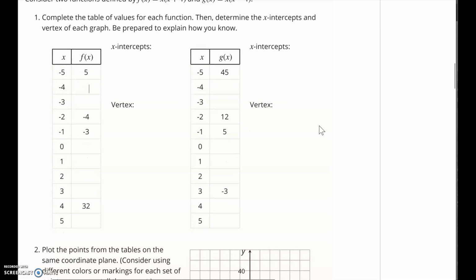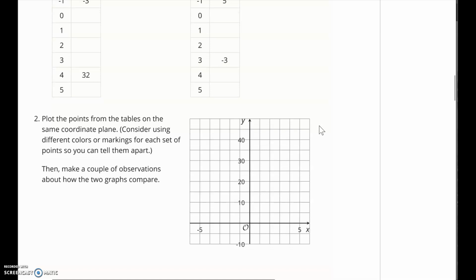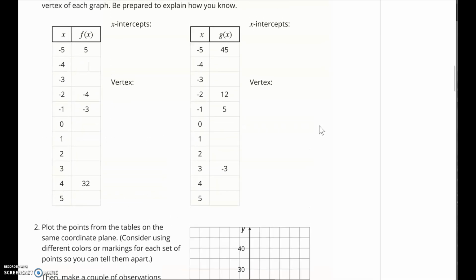And then after we do that, we're going to take the points that we got from those tables of values and we're going to plot them on this coordinate plane. And we're going to make a couple observations about how the graphs compare.